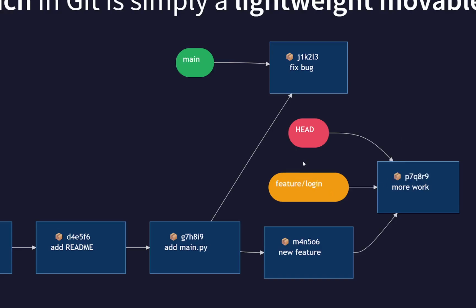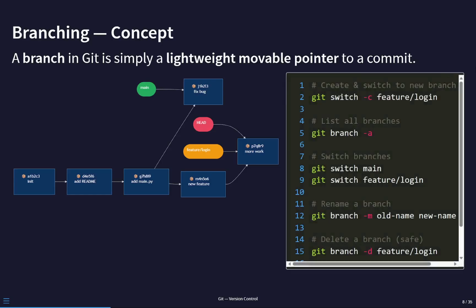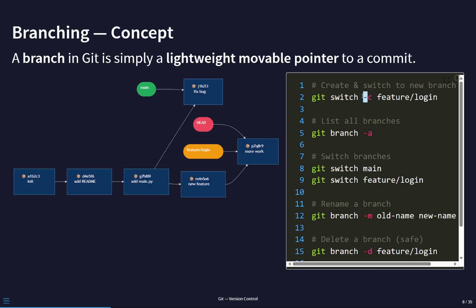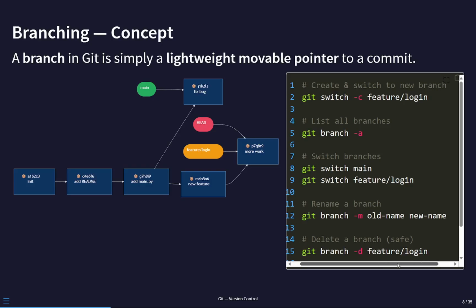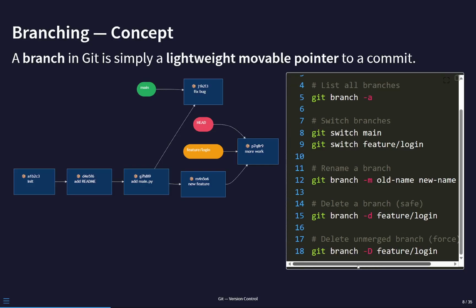On the right, you have the branch management commands. Git switch -c feature/login is the modern way to create and switch to a new branch in one step. The older syntax was git checkout -b. You will see both in the wild. Git branch -a lists all branches including remote tracking ones. Git branch -d deletes a branch safely. Git will refuse if the branch has unmerged changes. Git branch -D forces the deletion.